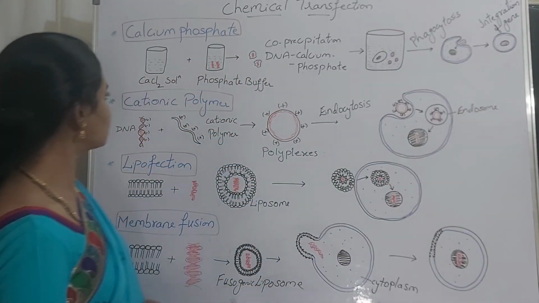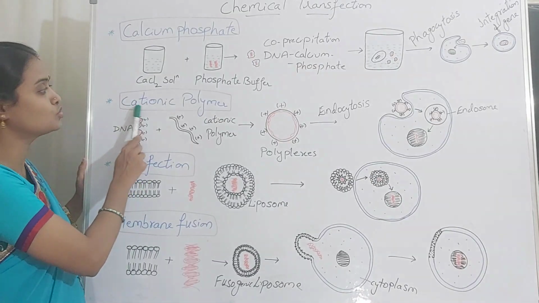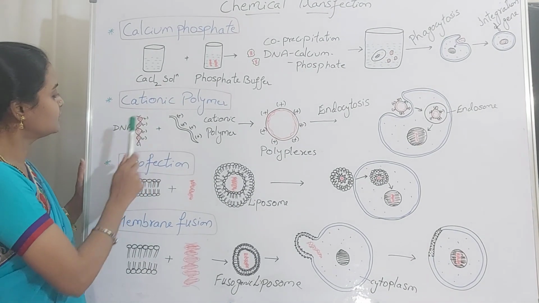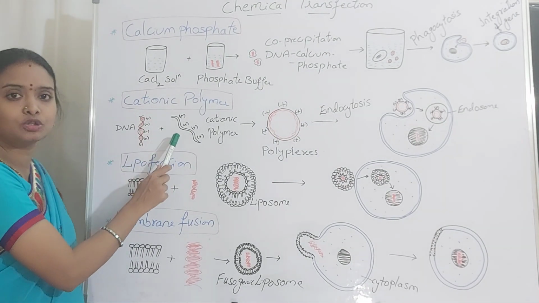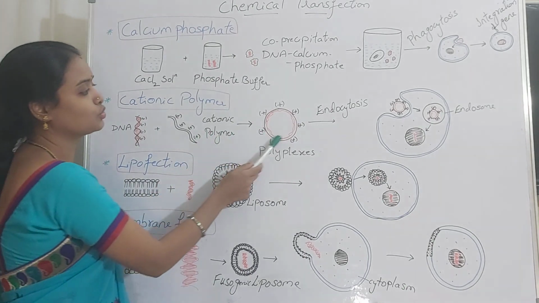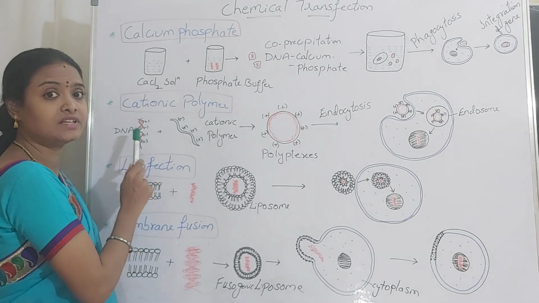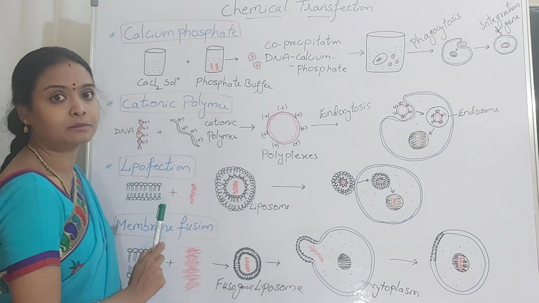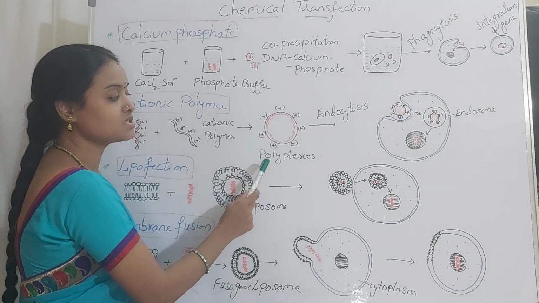Then the second case is the cationic polymer. Here, for the transfection process, you make use of cationic polymers. First you take the DNA, which is negatively charged, and add it to the cationic polymer, which is positively charged. Due to the charge, the cationic polymer and the negatively charged DNA will form a polyplex. A polyplex is nothing but a DNA cationic polymer complex. Simply, we call it a polyplex.